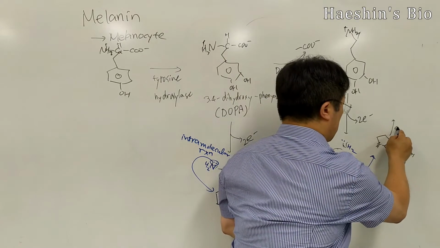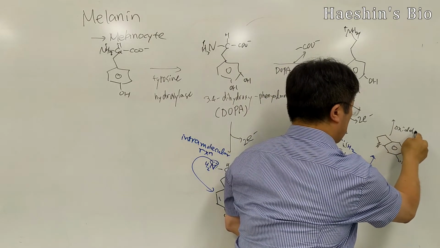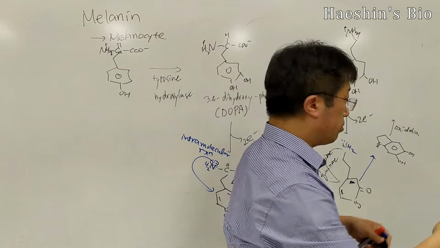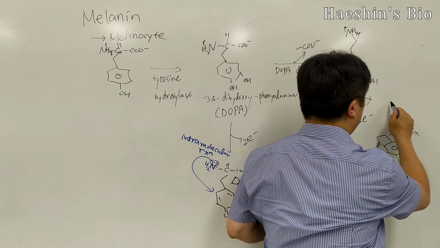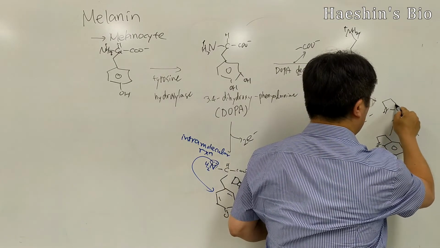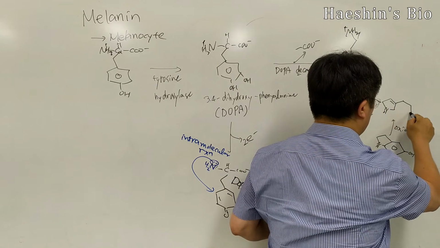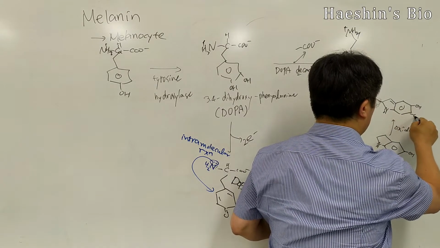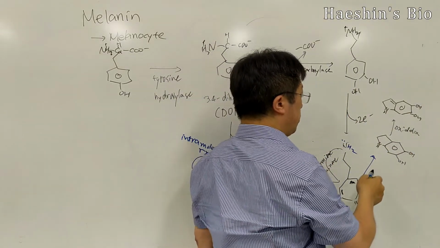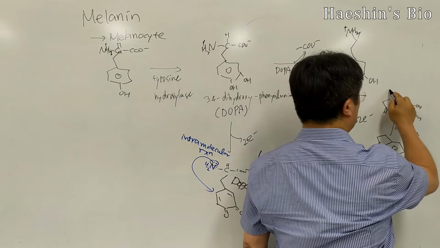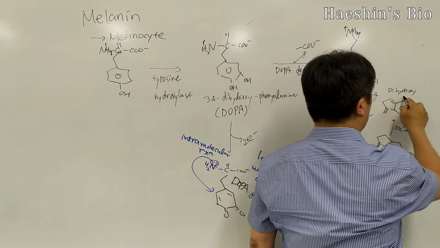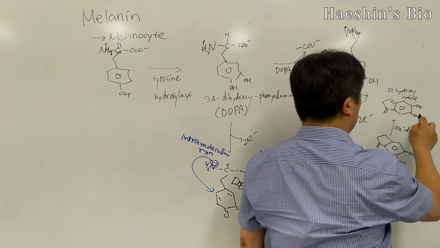There's a further oxidation, so it becomes increasing double bonds, right? So then we got this. This is a further oxidation, losing electrons again. Then we have this is dihydroxy in both.